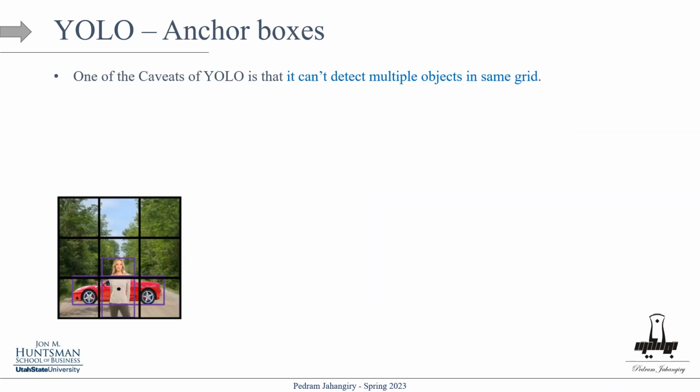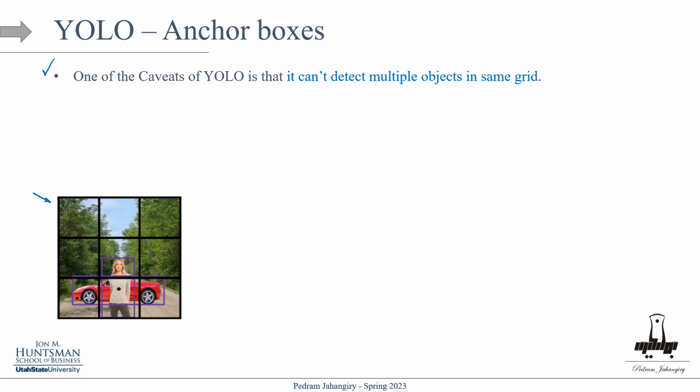Okay, now we know what YOLO is and how it works. Let's see if it comes with some caveats. And the answer is yes. And the good news is that we can fix them. So one of the caveats of YOLO is that it can't detect multiple objects in the same grid. Just look at this example.